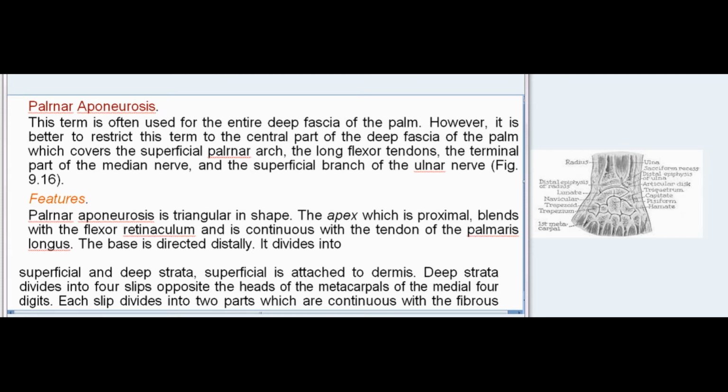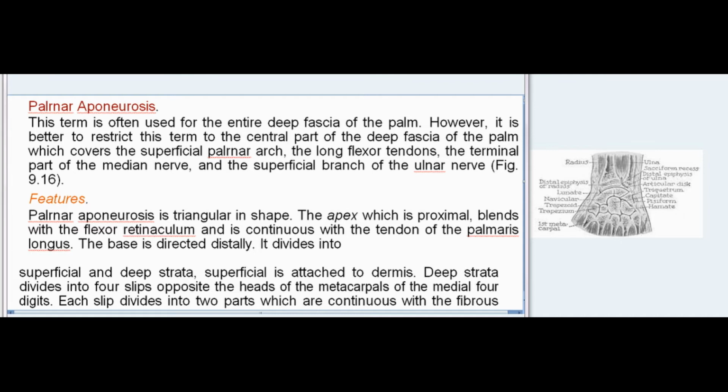Palmar aponeurosis. This term is often used for the entire deep fascia of the palm. However, it is better to restrict this term to the central part of the deep fascia of the palm, which covers the superficial palmar arch, the long flexor tendons, the terminal part of the median nerve, and the superficial branch of the ulnar nerve, Fig 9.16.